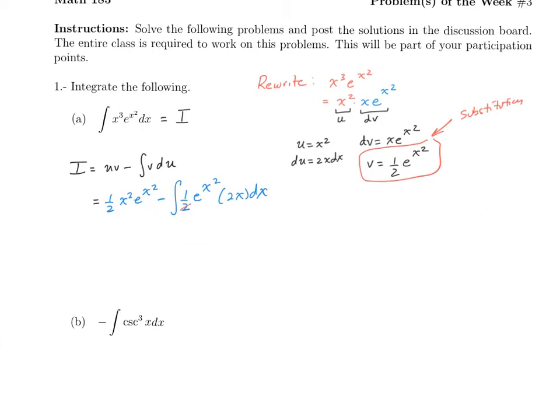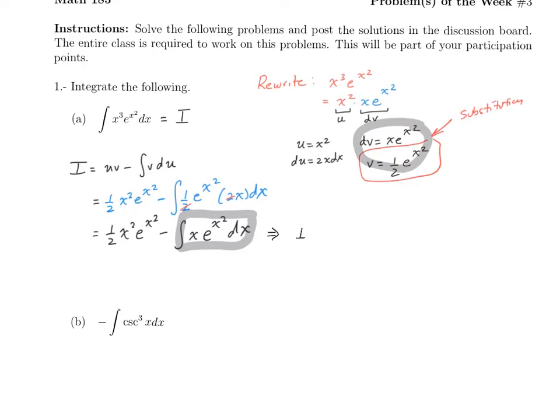Notice that the 2's will cancel, so pretty much what you have is this 1/2 x squared e to the x squared minus the integral of x e to the x squared dx. But notice that this is pretty much exactly this integral right here. So therefore the answer should be the same.